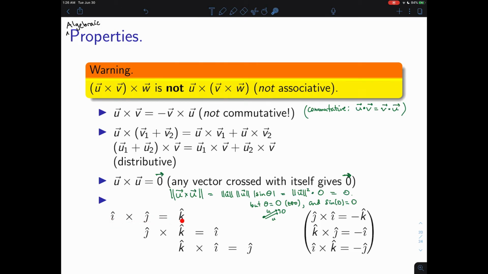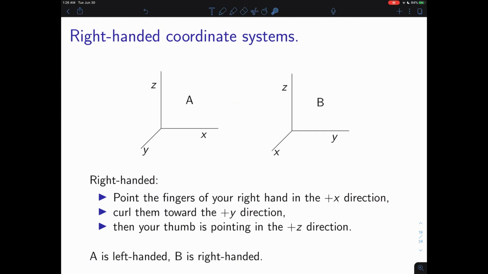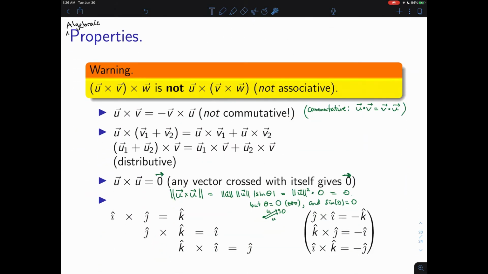And one more property that is sometimes kind of handy, i cross j equals k. If you think about it, that's basically what we were saying on the previous slide about right-handed systems. We said that the x-axis crossed with the y-axis, if you did the right-hand rule with your fingers and curl them from the x-axis to the y-axis, then your thumb would point in the z-axis direction. So that's just like saying i cross j. It's the same right-hand rule, and you should go into the positive z direction. That's k.